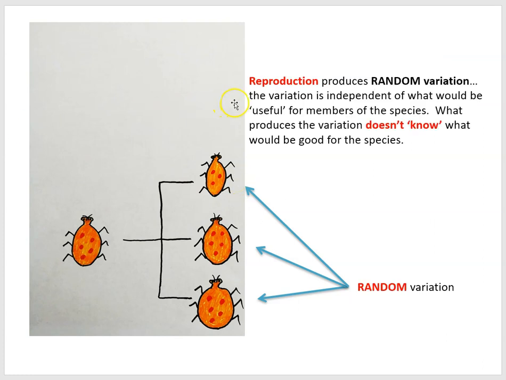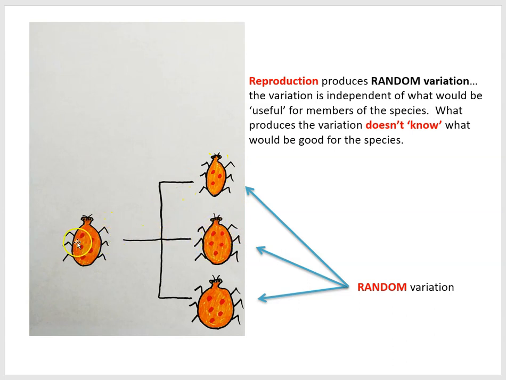Now we'll dig a little deeper. Reproduction produces random variation. And this sort of means that the variation is independent of what would be useful for the members of the species. Another way to think about that is whatever is producing the variation doesn't know what would be good for the species. So notice the parents here are having offspring.